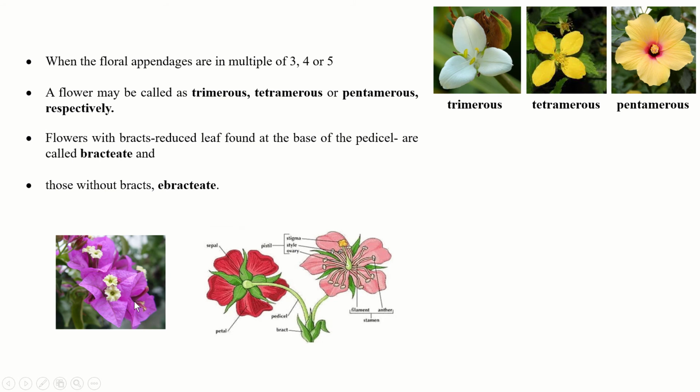Students, you must have also observed this in bougainvillea. We say this is the flower, no. This colored part is the bracts and these are the small flowers. So these are bracteate flowers. And those flowers which lack bracts, in which bracts are absent, are called ebracteate flowers. Ebracteate means without bracts, or bracts are absent.